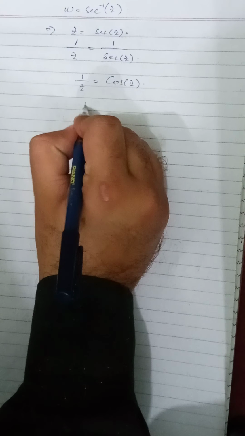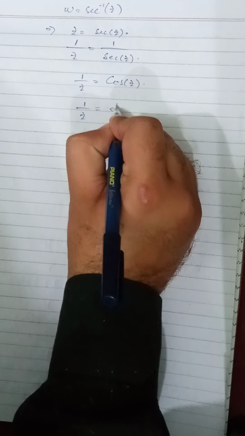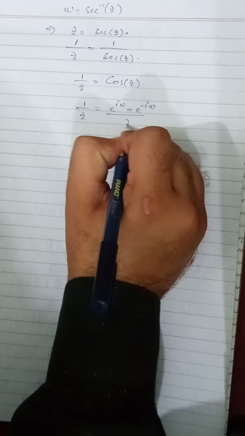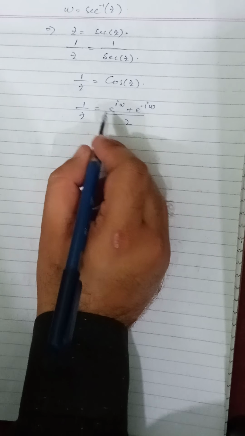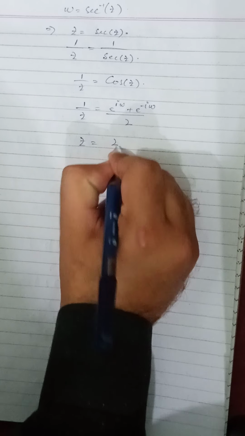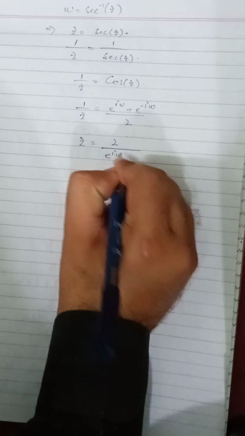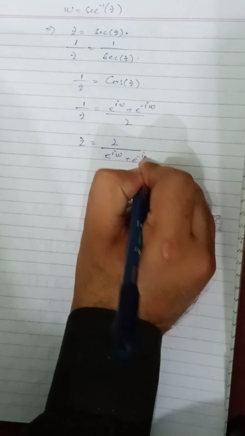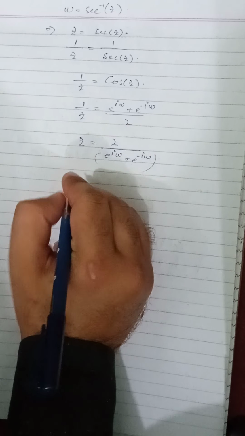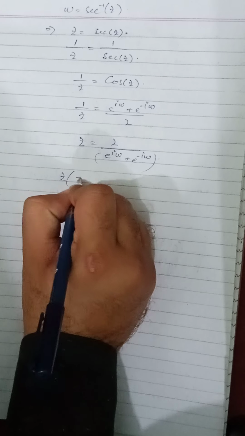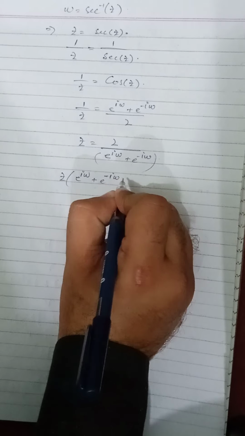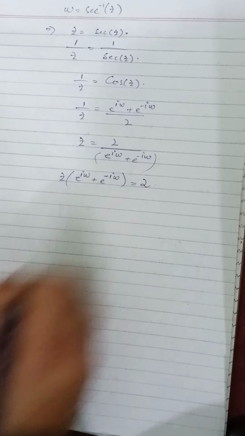Now 1 over z is equal to cos of omega, which is equal to e power iota omega plus e power negative iota omega divided by 2. Now if I again take the reciprocal of this equation, then z is equal to 2 divided by e power iota omega plus e power negative iota omega. Now multiplying the denominator on both sides of this equation, it will be z into e power iota omega plus e power minus iota omega is equal to 2.